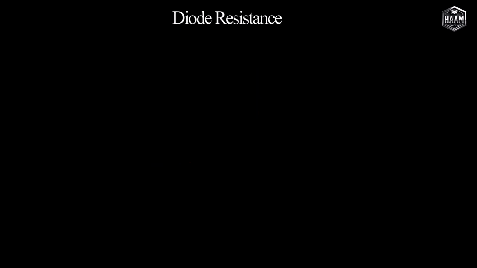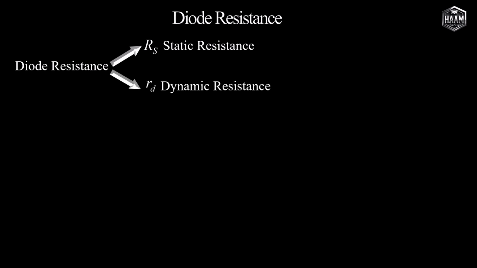We now investigate the resistance of the diode. The resistance of a diode can be defined in two distinct ways, corresponding to two operating regimes: a resistance in the DC or static regime, denoted R sub capital S, and a resistance in the AC or dynamic regime. That is, the static resistance and the dynamic resistance. Let us begin with the static resistance.